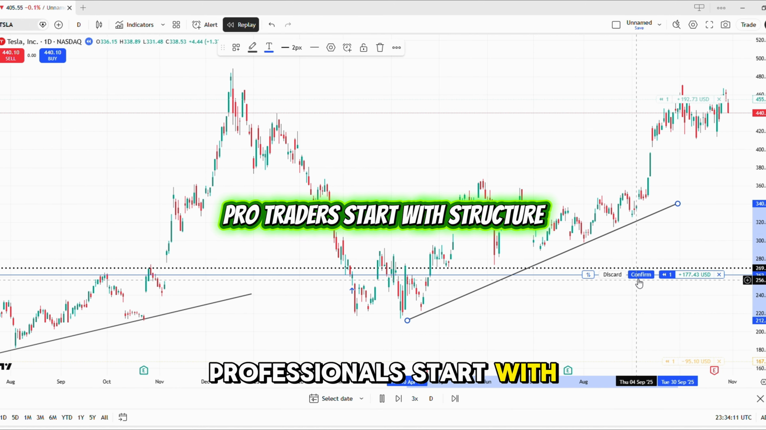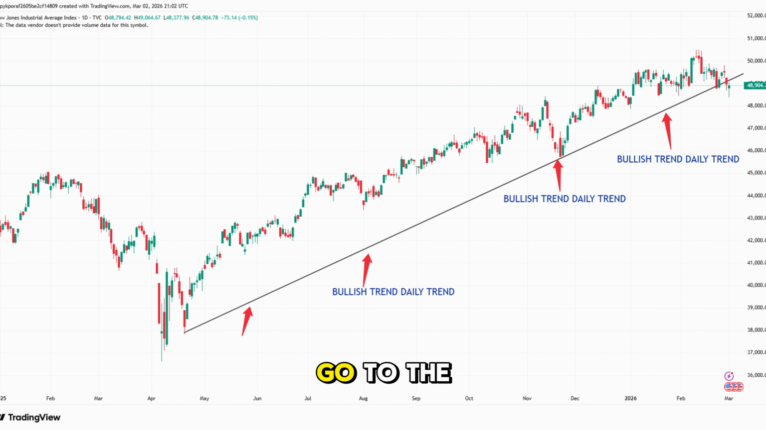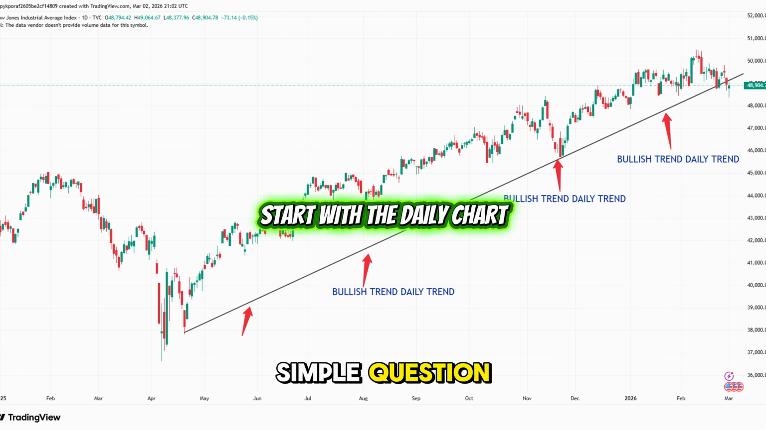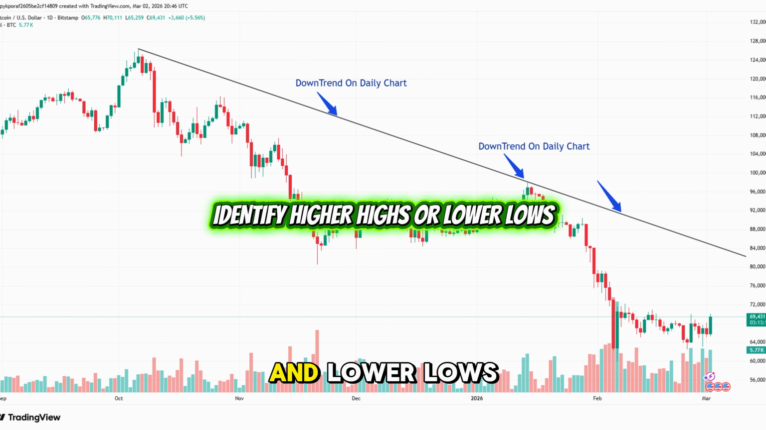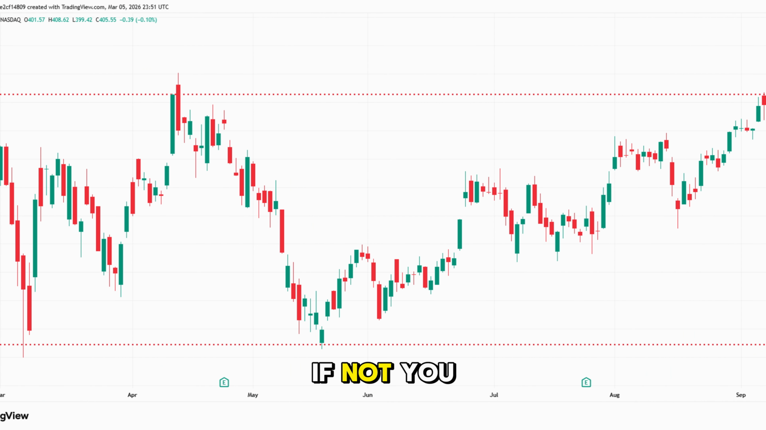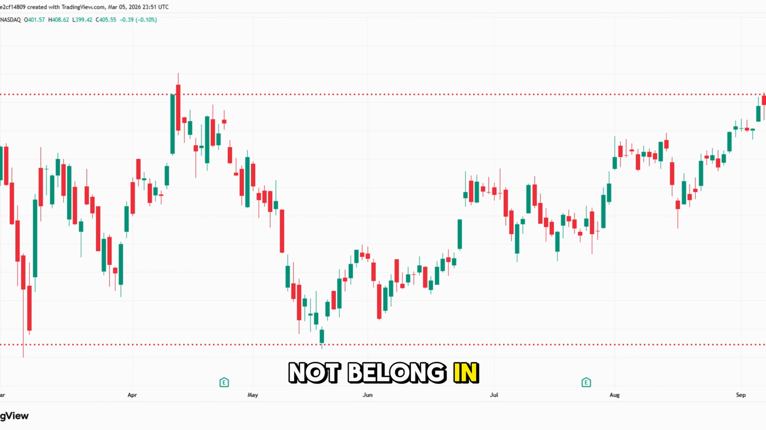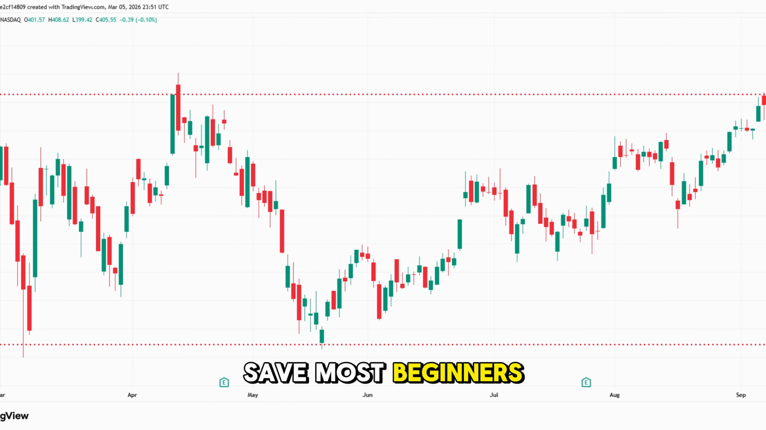Professionals start with structure. Step 1. Identify the primary trend. Go to the daily chart, not 1 minute, not 15-minute, daily. Ask one simple question. Are we making higher highs and higher lows, or lower highs and lower lows? If yes, you have a trend. If not, you are in a range, and trend lines do not belong in range markets. If the market is ranging, stand aside. This alone will save most beginners money.